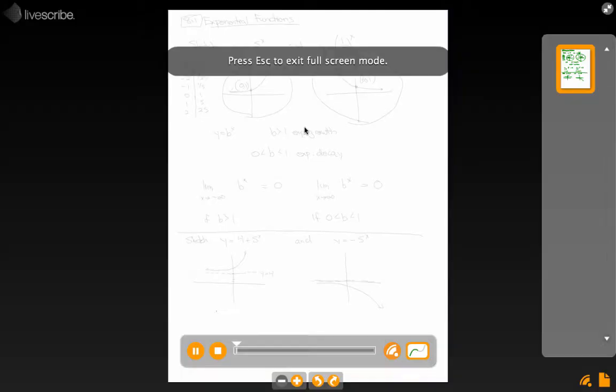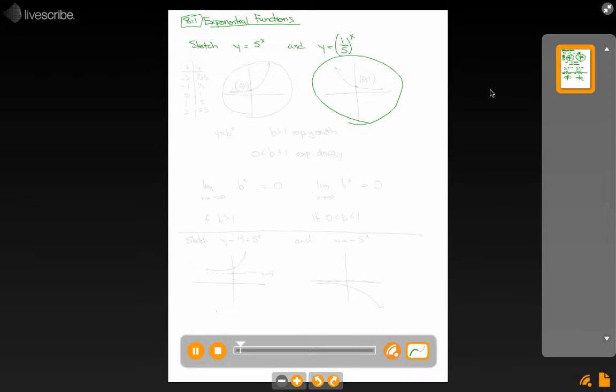Comes out of section 8.1, exponential functions. Realistically, a lot of this part could also have been in the review preview section to this chapter. Sketching y equals 5 to the x.